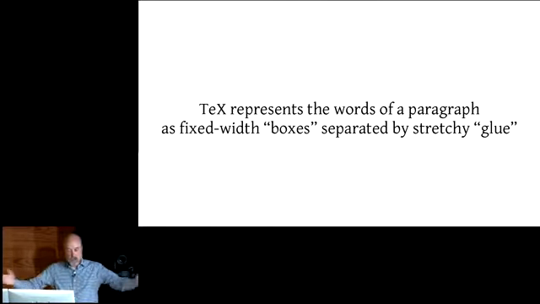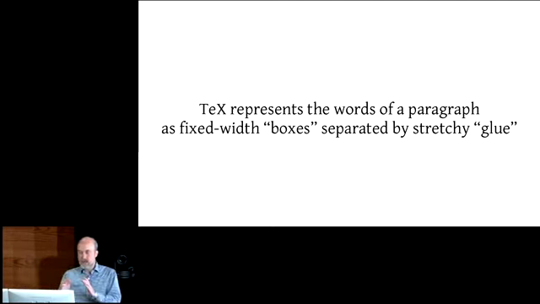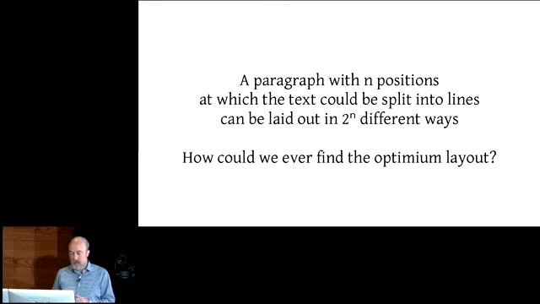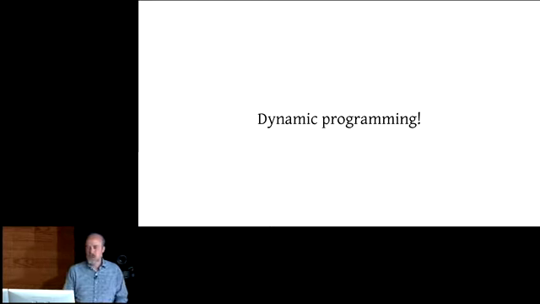TeX represents the words of a paragraph as fixed width boxes separated by stretchy glue, because to lay out a paragraph, you try to make the lines the same length by stretching or shrinking those spaces. This internal representation of the problem of breaking a paragraph into lines has a combinatorial problem. A paragraph with n positions at which text could be split into lines can be laid out 2 to the n different ways, depending on whether you take each break or not. How could we ever find the optimum layout?